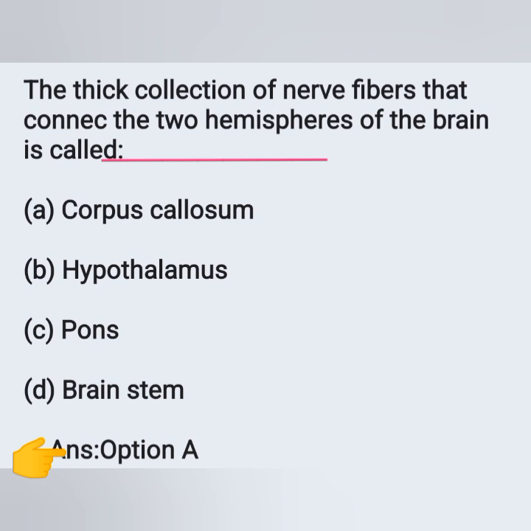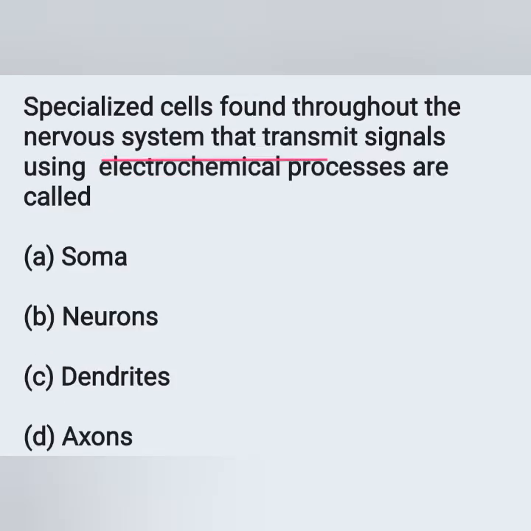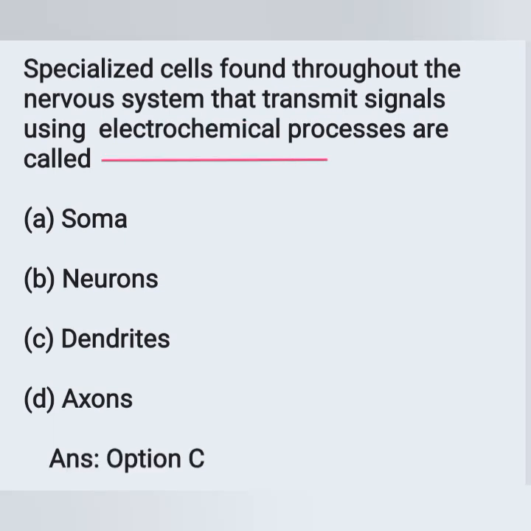And the next question, the specialized cells found throughout the nervous system that transmit signals using an electrochemical process are called: option A soma, option B neurons, option C dendrites, option D axon. Our question is about the specialized cells present throughout the brain that help to transmit signals using an electrochemical process. The cell name is dendrites. Option C is the correct answer.